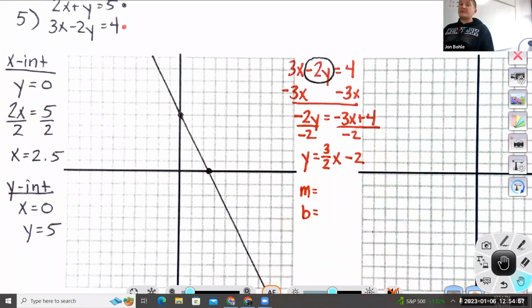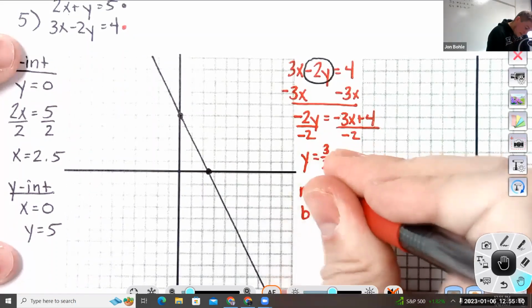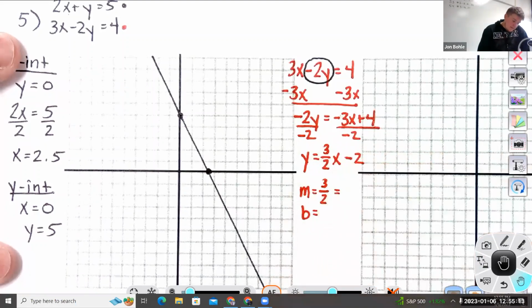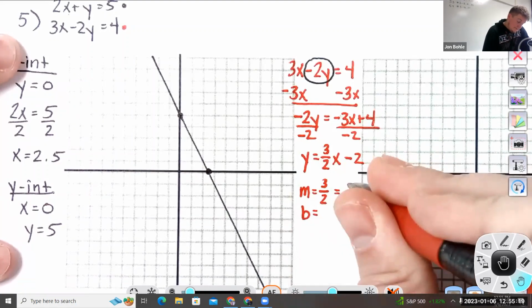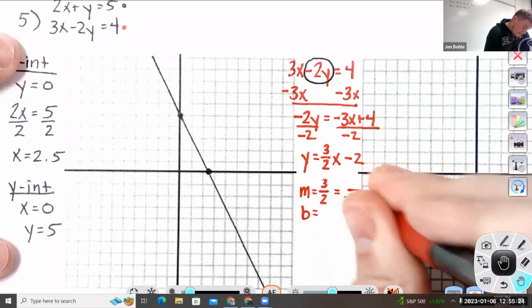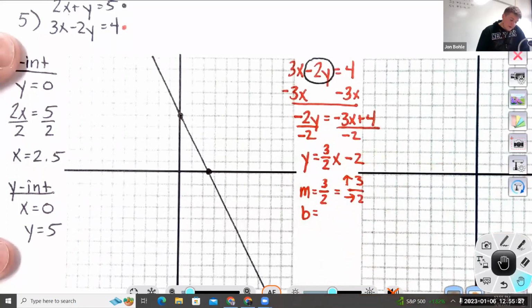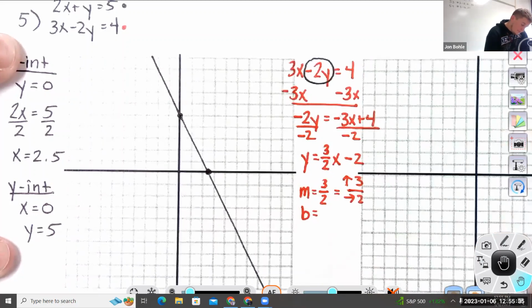Now that the y is by itself, it's in slope-intercept form. So what's my m value? 3 on the top tells me which direction. Not down 3. Up 3, right 2. And what's my y-intercept? Nope, -2.